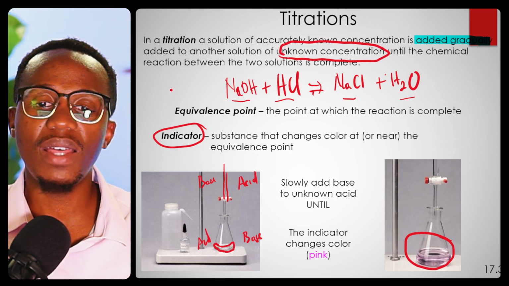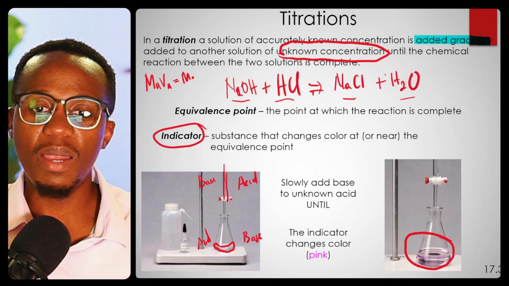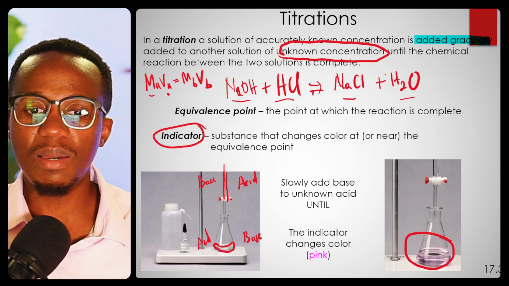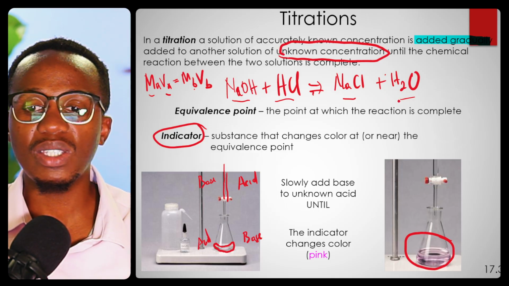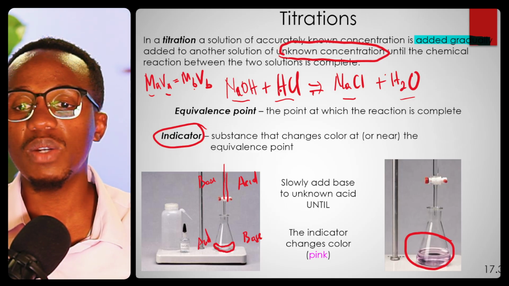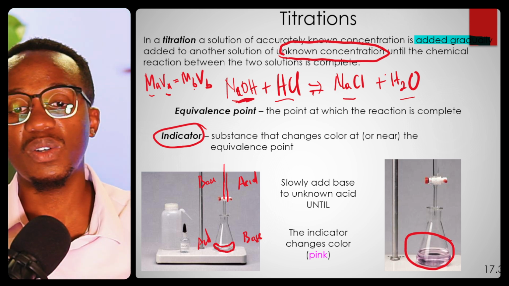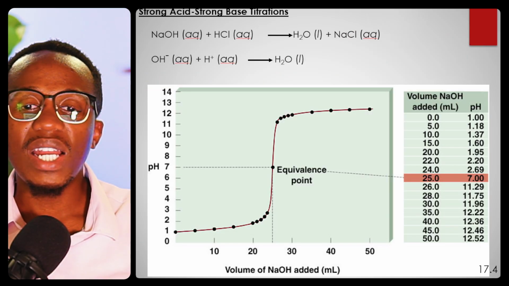And if we have that, we can use this formula: MAVA equals MBVB, meaning the molarity of the acid times the volume of acid is equal to the molarity of the base times the volume of the base. This only works when you have a 1-to-1 relationship like this, but that is how you can easily find the concentration. Now, there are things that we call titration curves.